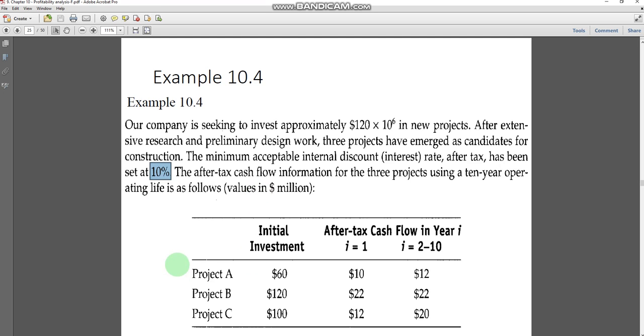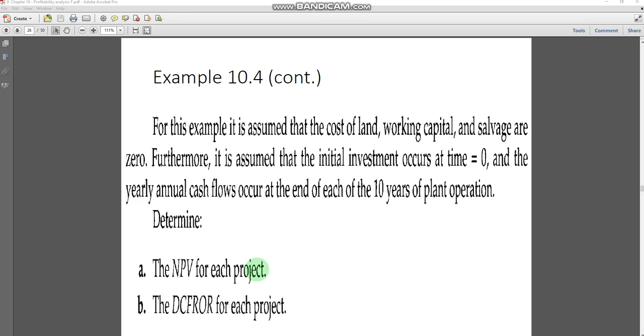Now there are 3 project alternatives. The initial investments are given, the after-tax cash flow is given after 1 year, and between 2 to 10 years the range is given here for all three projects. Now we have to see which project is more beneficial, what is the net present value of each project, and what is the discounted cash flow rate of return.